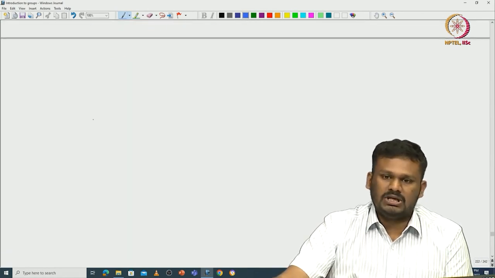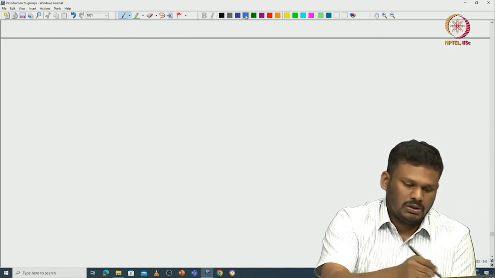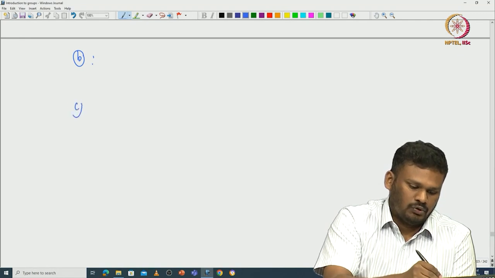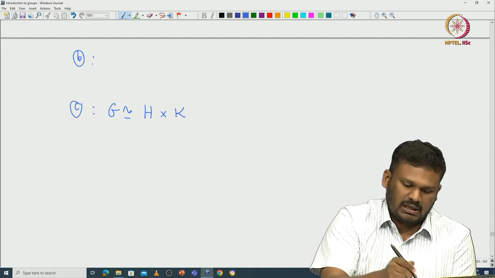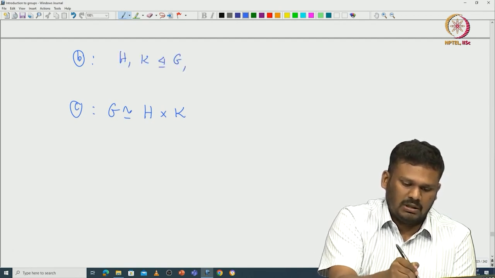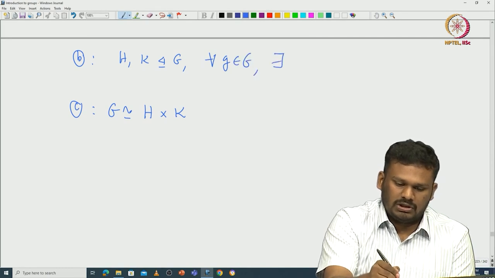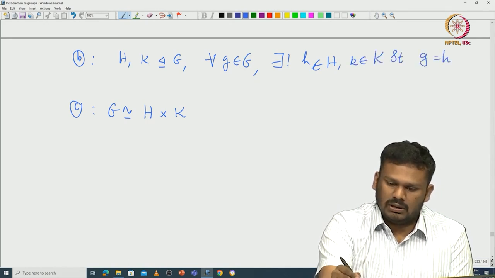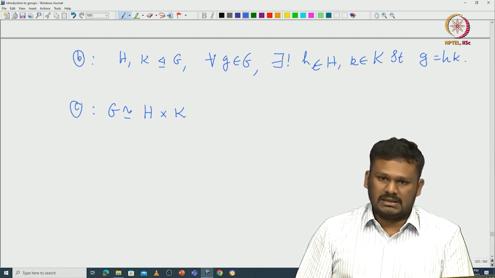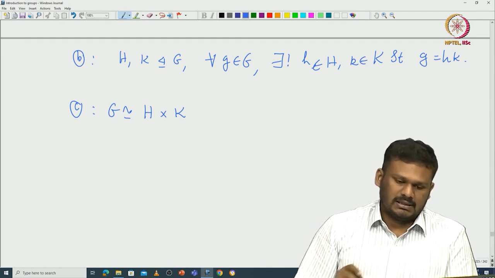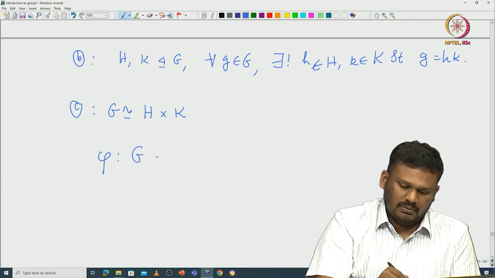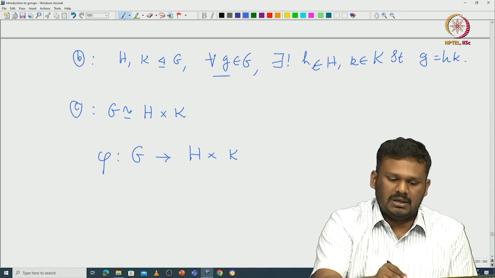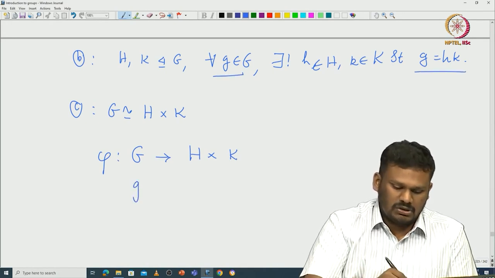Now we want to prove that G is isomorphic to H cross K assuming B. So we want to assume B and then we want to prove C. C is G is isomorphic to H cross K. What is B? Both H and K are normal in G, and for all G in G, there exists unique H in H, K in K, such that G equals HK. Using this property, we want to prove G is isomorphic to H cross K. So now you can easily see that there is a natural map you can define, call it phi, from G to H cross K. Because given any element G, you can write it in a unique way, HK. So that means take G and write it as HK and send it to H, K.